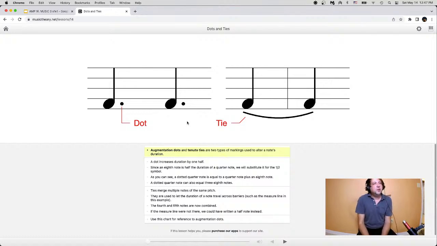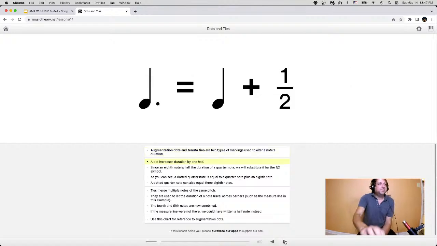And so this is basically how these dots work, like we were talking about before. You basically add 50% to everything. So a quarter is equal to a quarter plus an eighth, and so on. You can also do this with rests.